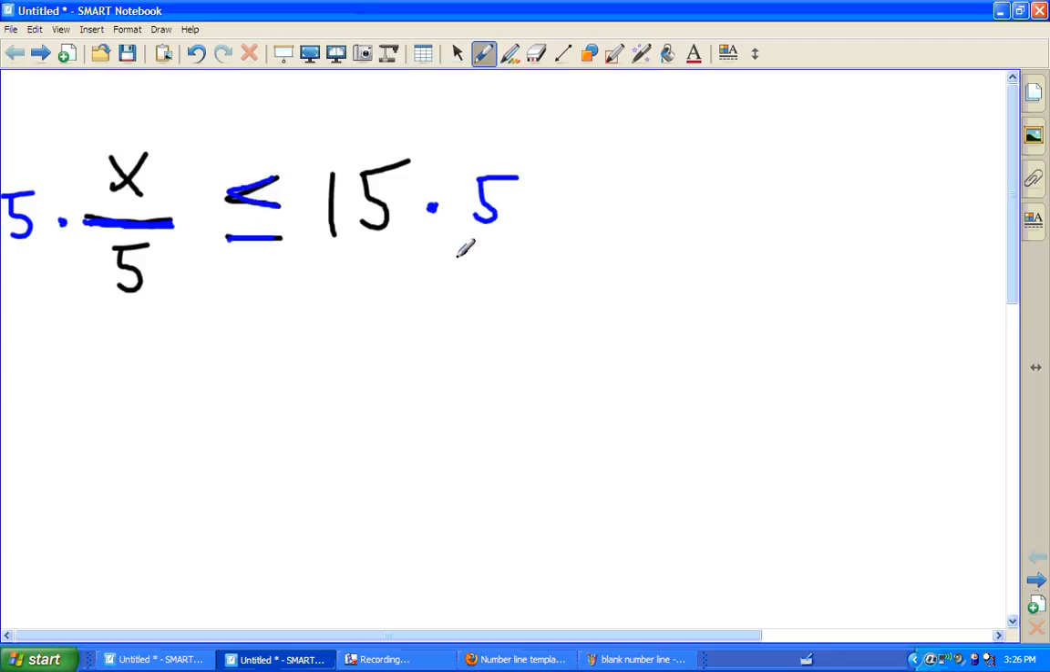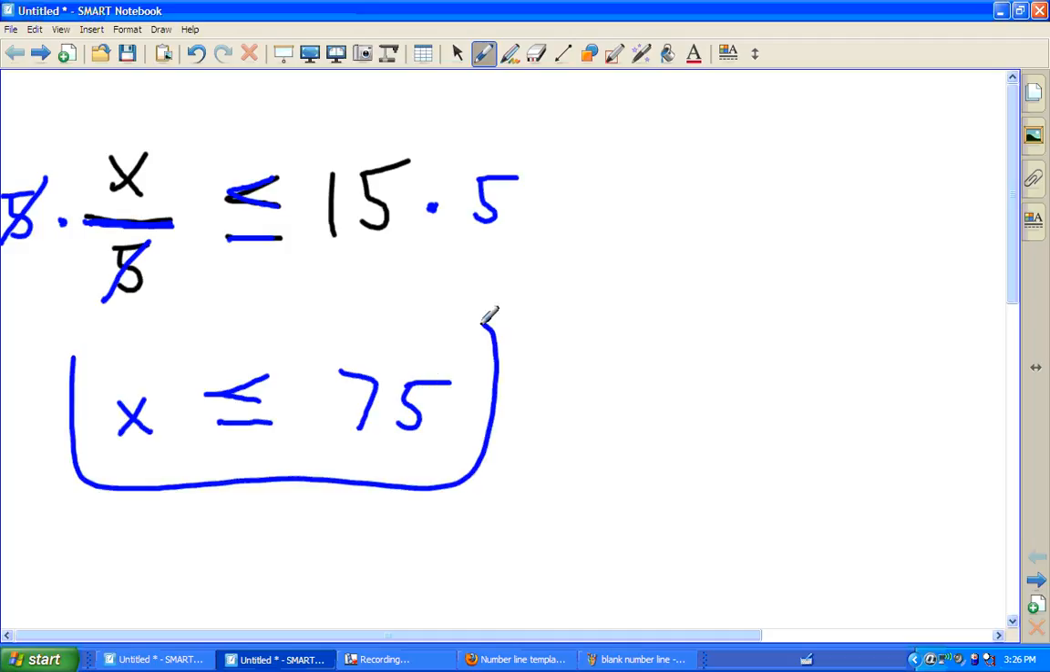It's like an equation, okay? So that's what I'm going to do. Multiply by 5. These cancel, leave me with just x. Notice if you multiply or divide by -1, you've got to change the sign, but that's not the case here. Okay. So x is less than or equal to 15 times 5. I believe it's 50 plus 25 is 75. There's my final answer.